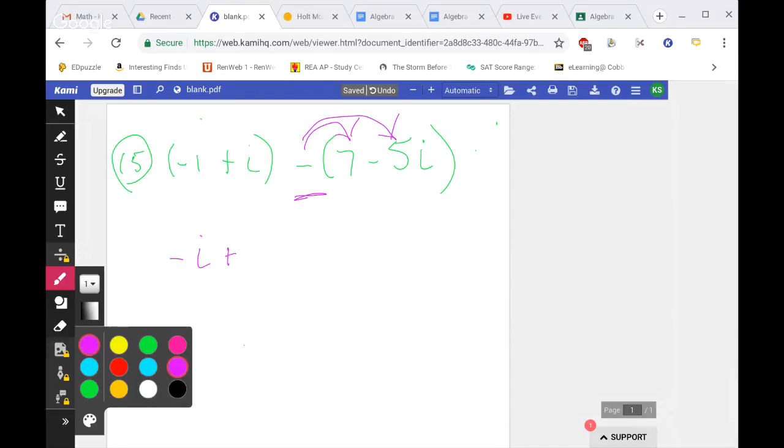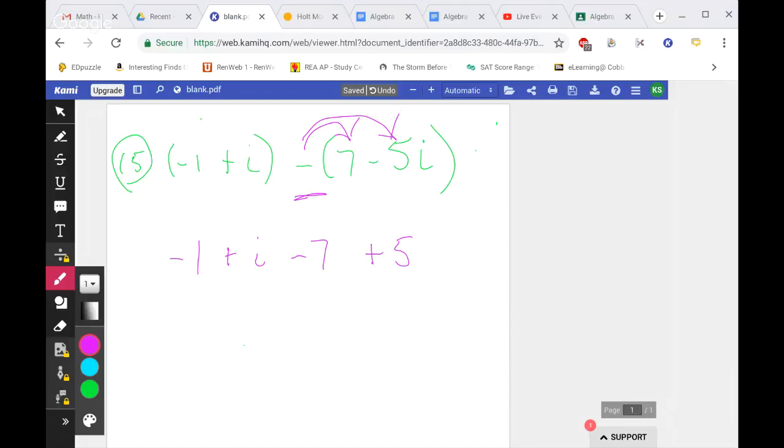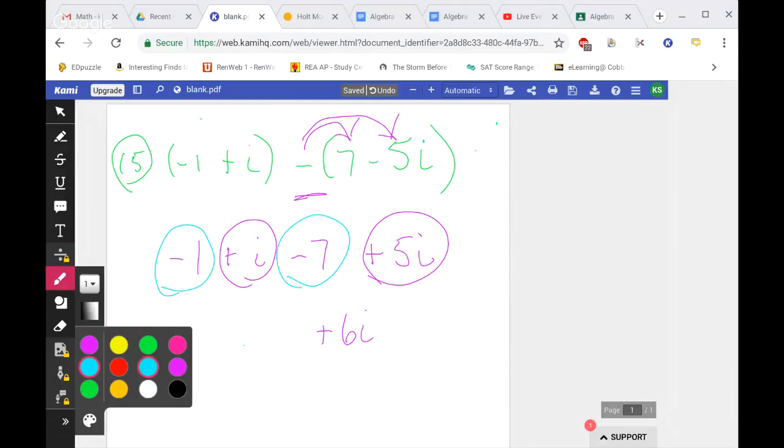So I'm actually going to rewrite this. -1 plus i. So this would be like -1 times 7 gives me a -7. And then -1 times a -5i is going to give me a plus 5i. So that changes that. So that's probably where you got your 4i. And this is actually going to be plus 6i. And now I've got this -1 and -7. So that's going to be a -8.